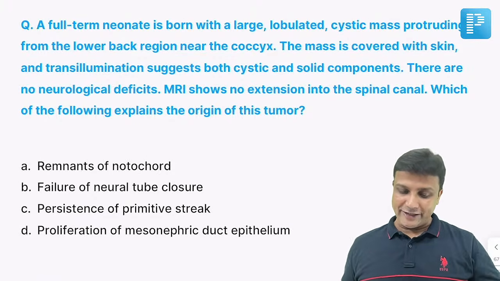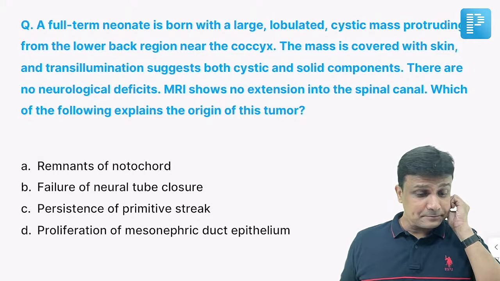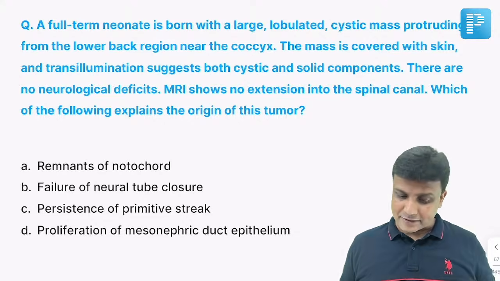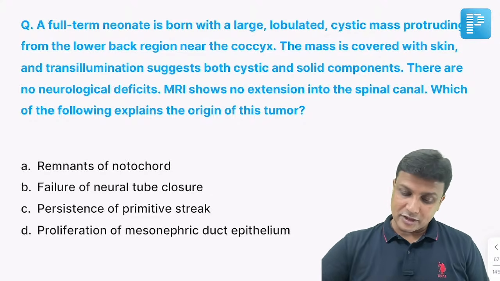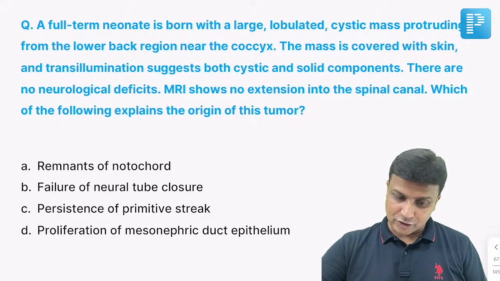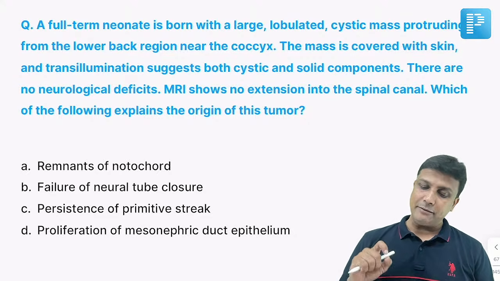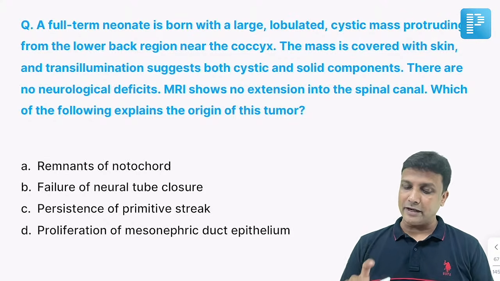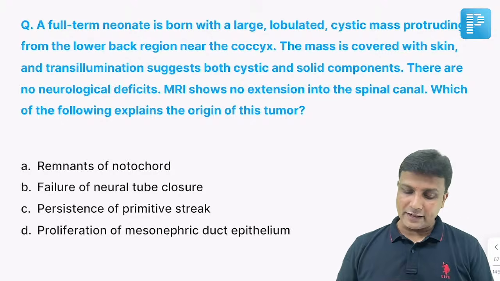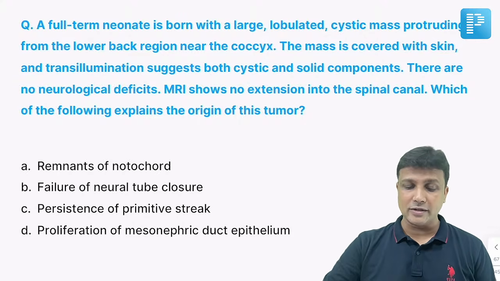A full-term neonate is born with a large lobulated cystic mass protruding from the lower back region, near the coccyx. Any problem there? I hope it is clear. A full-term neonate is born with a large lobulated cystic mass protruding from the lower back region near the coccyx. The mass is covered with skin and trans-illumination suggests both cystic and solid components. There are no neurological deficits. MRI shows no extension into the spinal cord. Okay. Which of the following explains the origin of this tumor? First of all, can anyone identify the tumor and tell me what is the name of this tumor here?